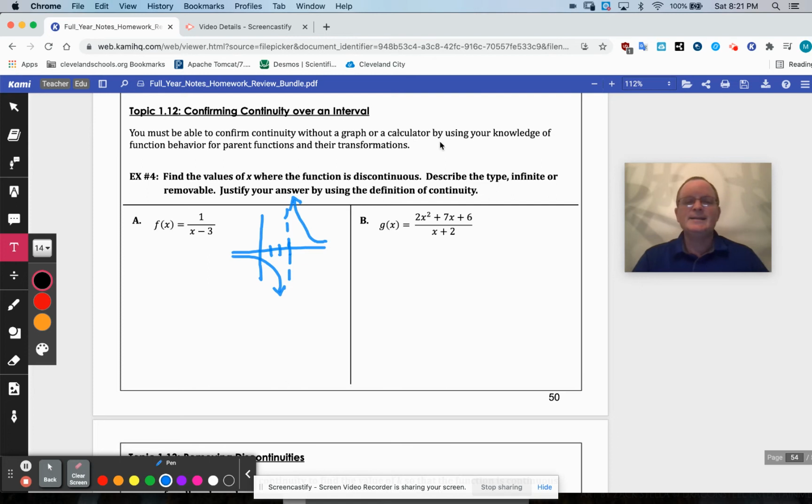Now, it does say without a calculator, so we're doing without. What's happening then is this limit doesn't exist. So when x equals 3, that's what I want to write. I think I'm going to type it.